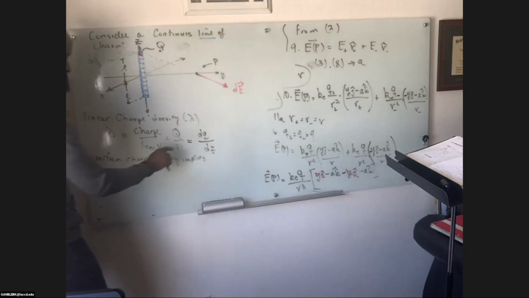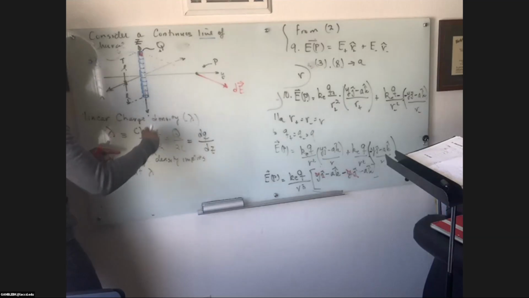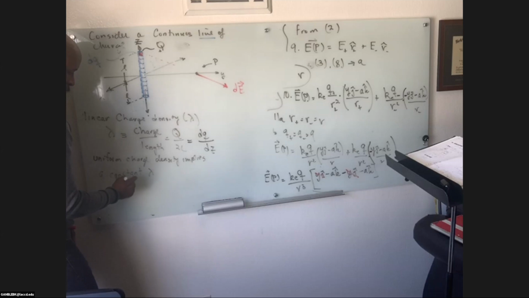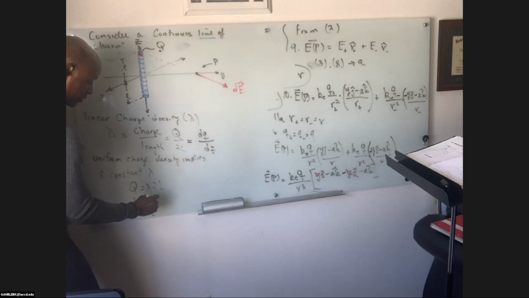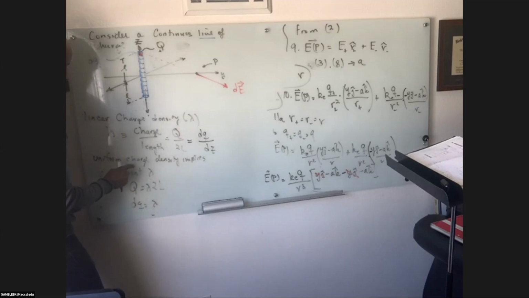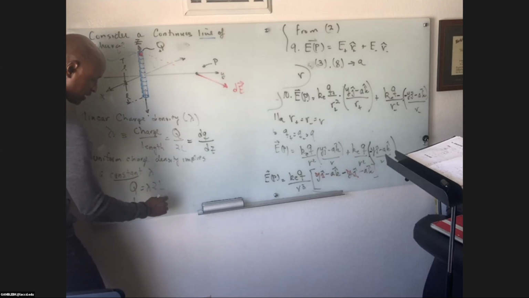So the total charge then, this gives me three different equations I could write. The total charge Q is equal to lambda times the total length, in this case 2L, or the differential charge dQ is equal to that same charge density, because it's a constant, times dz.